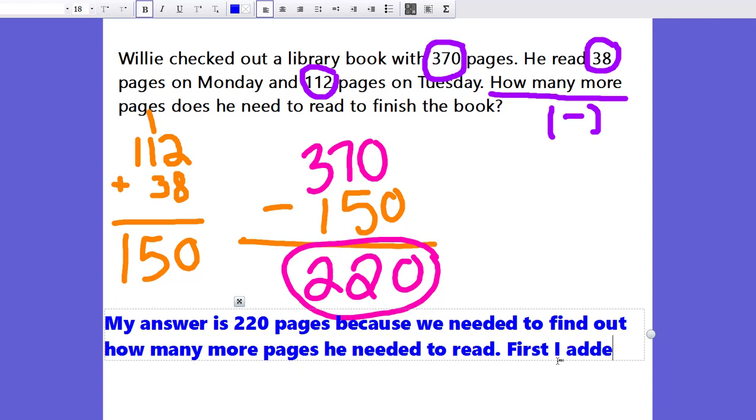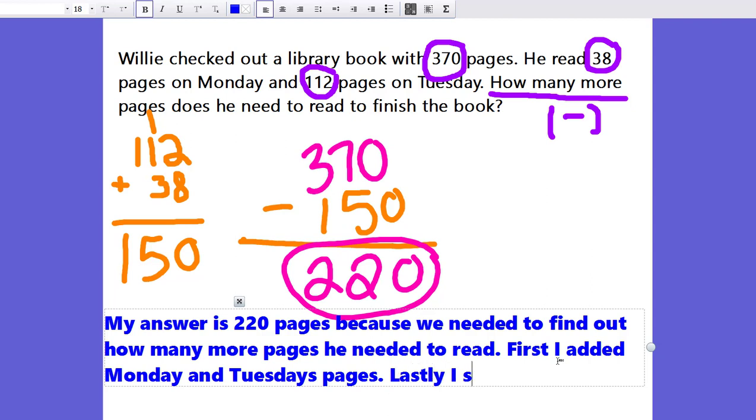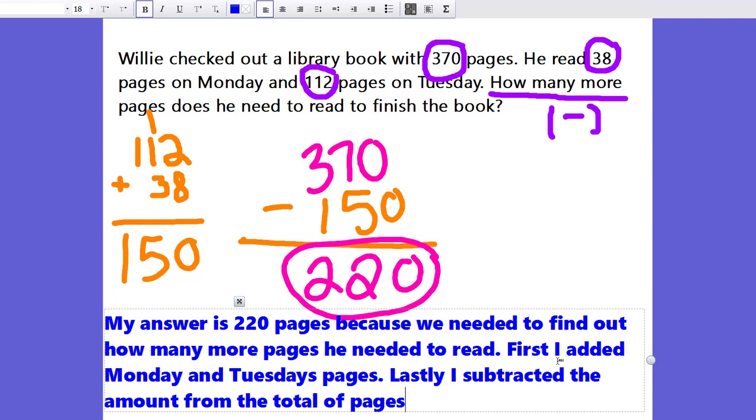First, I added Monday and Tuesday's pages. Then let me switch that. Lastly, I subtracted the amount from the total of pages, which was 370. Okay? Right here I gave the answer and why. I gave the first step that I did, which was this over here, and then I said my second step, which was over here. Right now we're going to pause the video so that we can make sure you have all of this down.